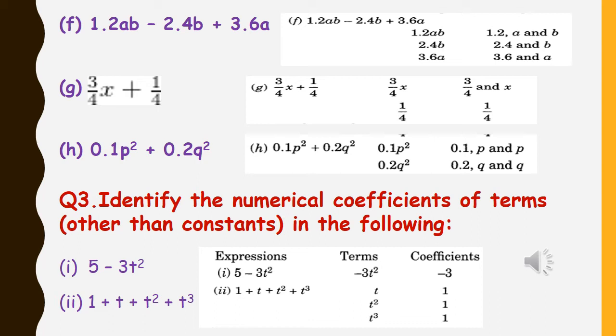In the first part, 5 minus 3t square is the expression. There are two terms, 5 and minus 3t square. 5 is a number, so we are only considering the term minus 3t square. So the numerical coefficient will be minus 3. Similarly, in the second part, 1 plus t plus t square plus t cube. 1 is a number; t, t square and t cube are the three terms. For each case, the numerical coefficient is 1.